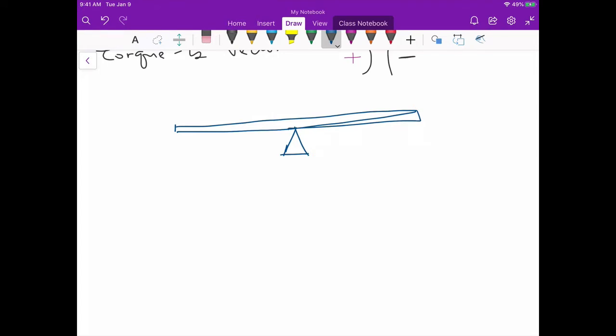So if two people are playing on a seesaw, let's say one person is 50 kilograms, and he's sitting at a distance of, let's say, 2 meters. And the other person playing on this same seesaw is, let's imagine, 100 kilograms. Okay.